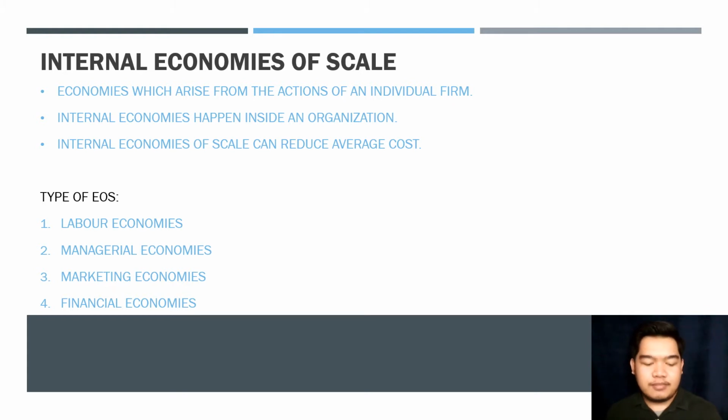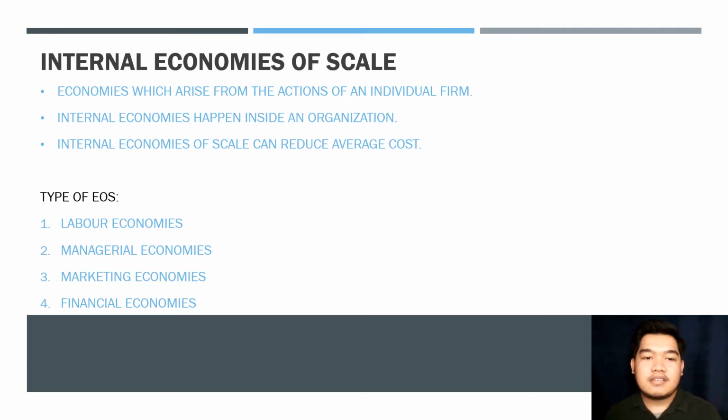For marketing economies, a large firm can buy raw material, its main input, in bulk and obtain a cheaper rate. Small firms cannot obtain this benefit. A large firm can also reduce the average cost of selling goods in large amounts, as it can own a sales agency and channel to sell the goods.